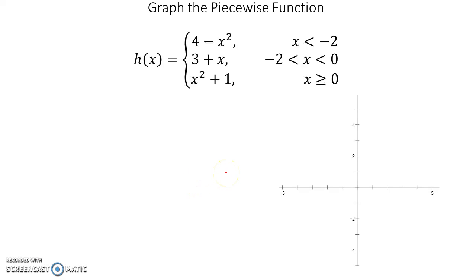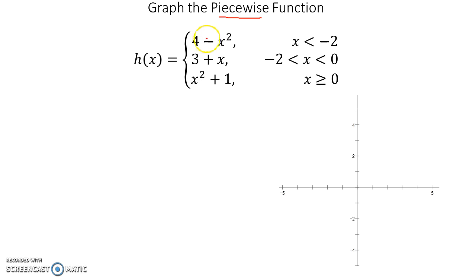In this problem, we're asked to graph what's called a piecewise function. It's called a piecewise function because it's in pieces. In this case, we know that there's three pieces. When you first look at a piecewise function, you just count these rows here. 1, 2, 3, there's 3 rows.